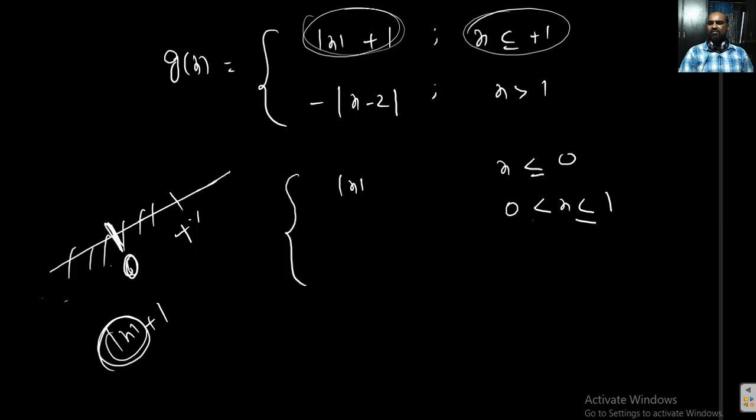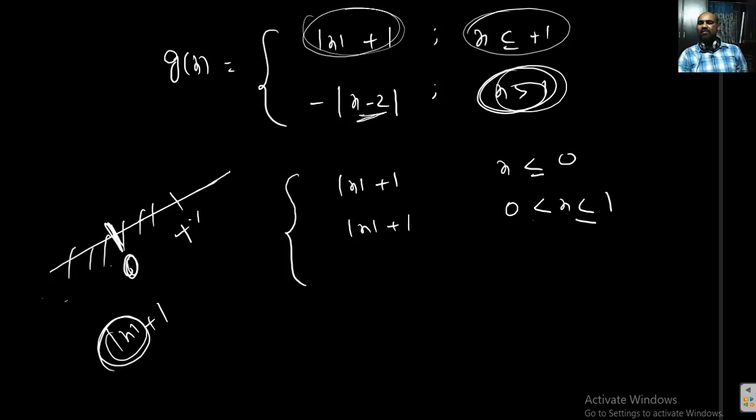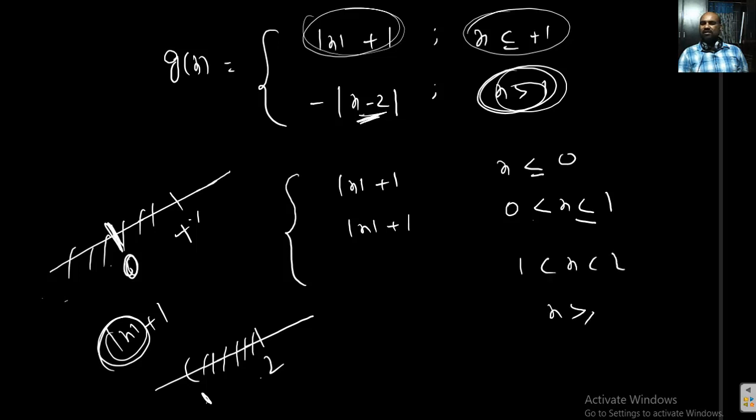So what happened? Mod x plus 1, again I write mod x plus 1. Next, this interval also should be divided, because the turning point of this is 2 only. It says x is greater than 1, but the turning point is 2. That's why I divide it into two pieces, 1 to 2 and 2 to infinity. I will write that 1 less than x less than 2 and x greater than or equal to 2. What is that? Mod of x minus 2, minus mod of x minus 2.